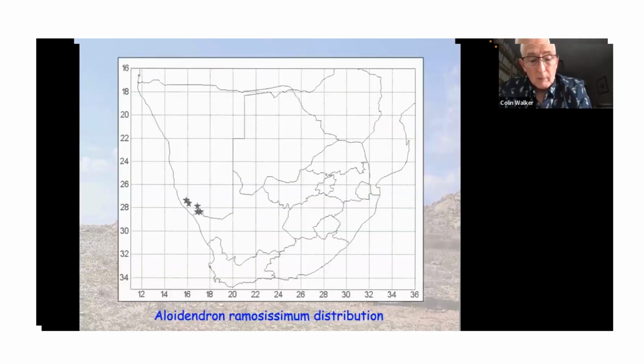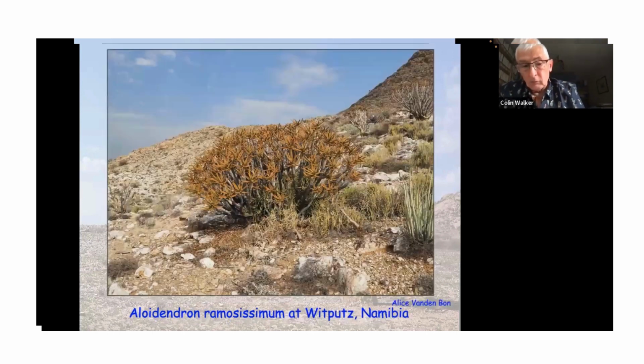Okay, Aloidendron ramosissimum distribution. So this, compared to Aloidendron dichotomum, has a much more restricted distribution in the same two countries. So northwestern South Africa in the Richtersveld and southwestern Namibia. This is it in habitat in southern Namibia, photographed by my friend and colleague Alice van den Bon. And this shows you why this species was called ramosissimum. So ramosissimum means well branched, and it is indeed.